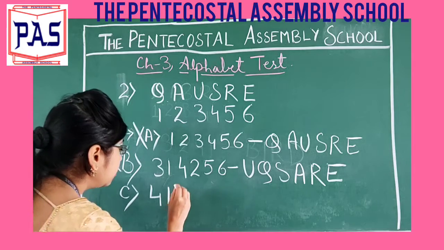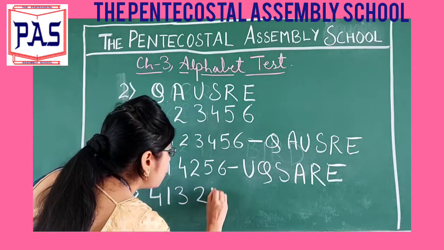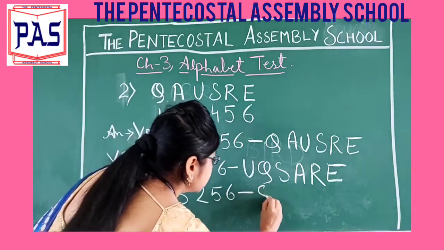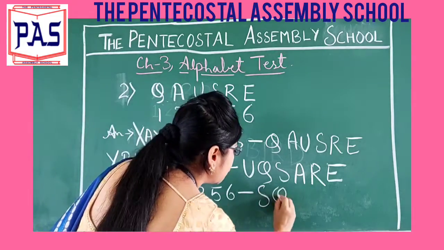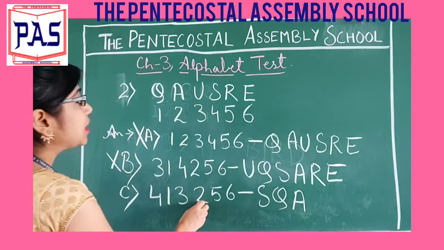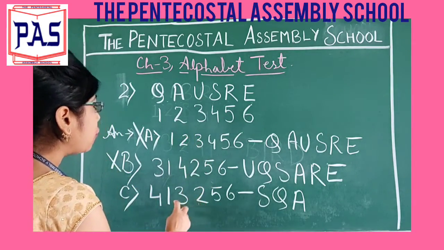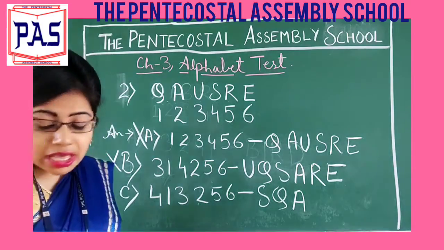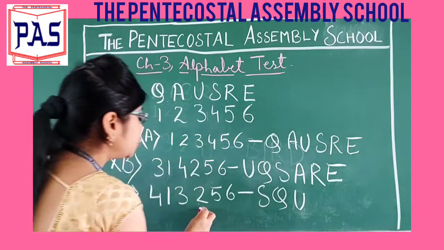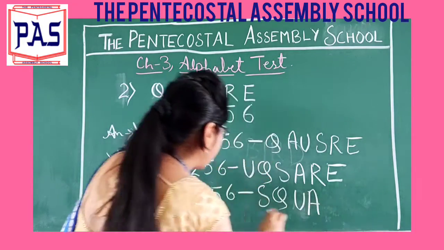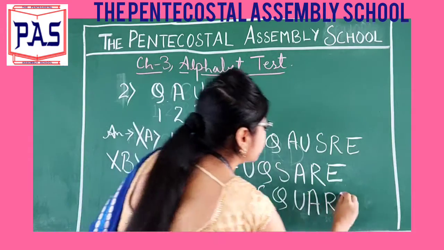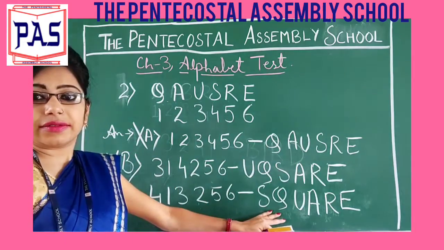4, 1, 3, 2, 5, 6. 4 stands for S. 1 stands for Q. 3 stands for U, 2 stands for A, 5 stands for R, and 6 stands for E. Square.